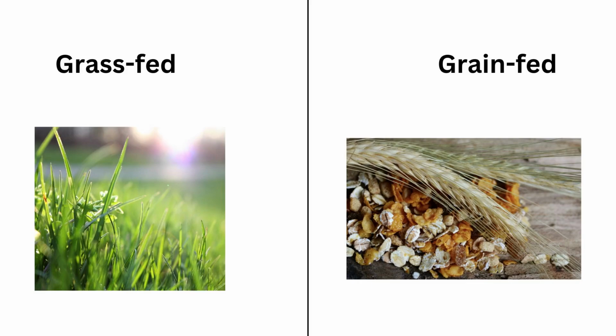The animals that consume a grass based diet will produce grass fed ghee, and those that are fed a grain based diet will produce grain fed ghee. Grass fed ghee is made from free range animals that were fed grass. This type of ghee is considered better than grain fed ghee since animals that are fed grain may also be given anabolic steroids to promote their growth.